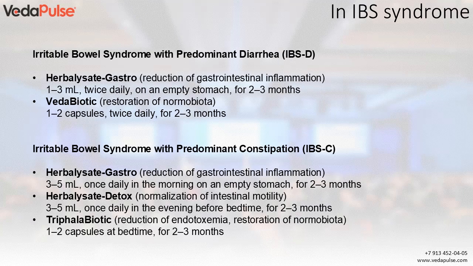The first part of this slide is IBS with diarrhea predominance. This regimen works well. The second is IBS with constipation predominance. You can take it into practice, but, repeating, the module will prescribe all of this for you. And you can work with it.